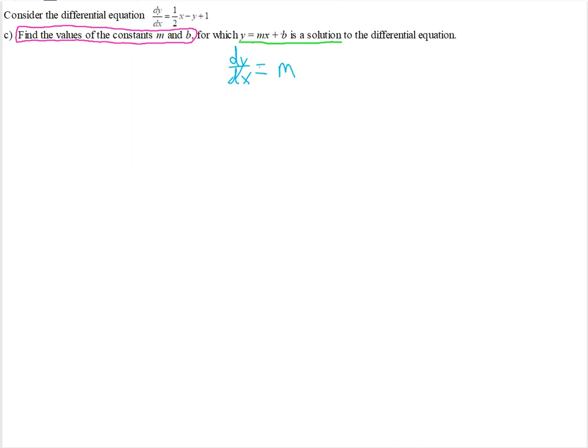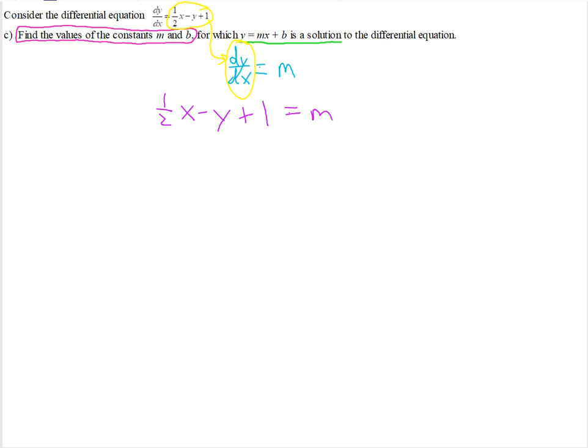In order to be a solution, it means this is the derivative of it. And this is the original equation, so then we can just substitute in 1/2 x minus y plus 1 for dy/dx right here. And that will give us the equation 1/2 x minus y plus 1 equals m. However, we can't solve for m and b yet because notice this only has m in it. It does not have b.